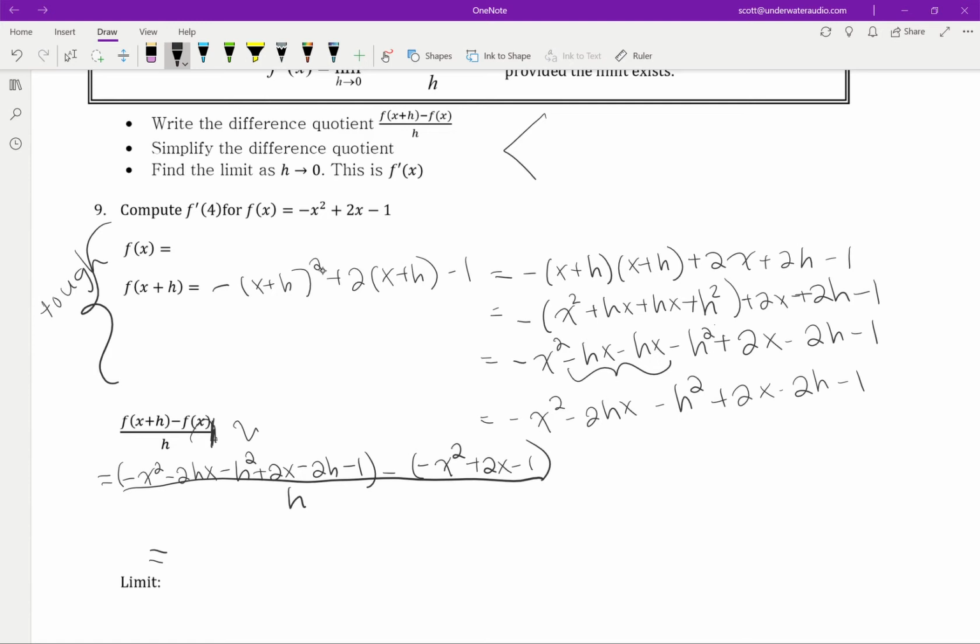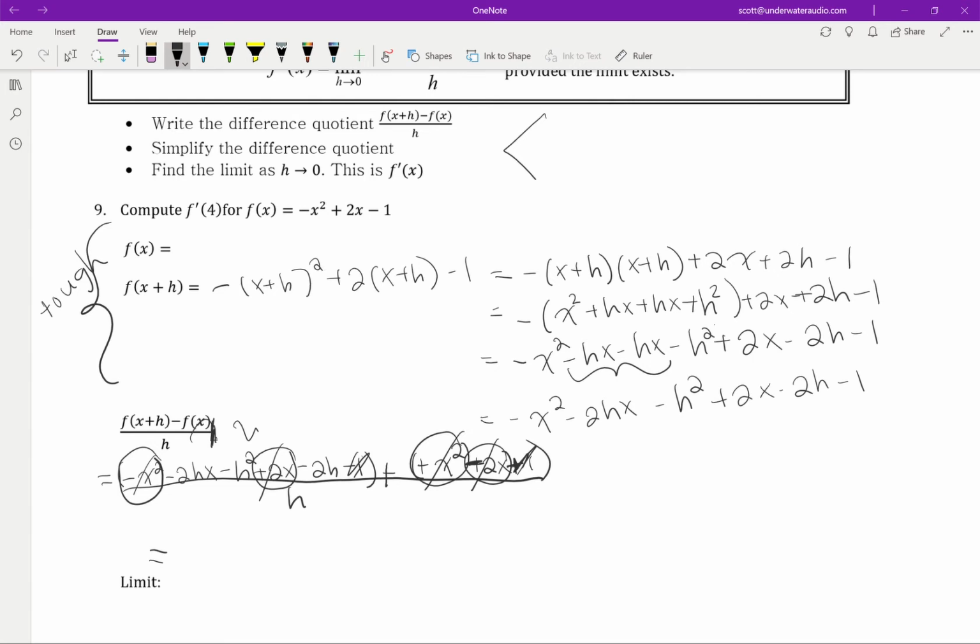Let's see. Okay, I have a minus x squared here, and then I have a minus x squared. So a minus is a plus. So let's think of that. This one becomes a negative, and that one becomes a positive. So minus x squared and plus x squared, these two cancel. And let's see what else is the same. Oh, there's a plus 2x here and a minus 2x here. So those will cancel. And then a minus 1 and a plus 1, so these will cancel also.